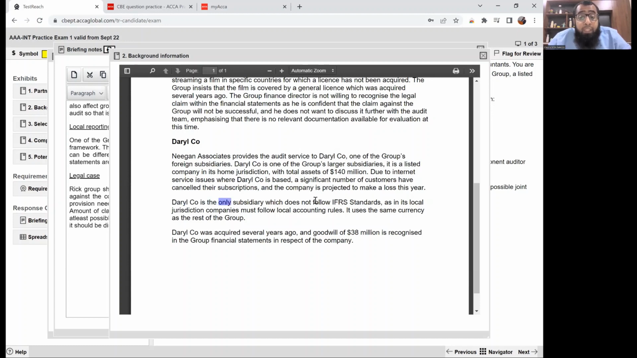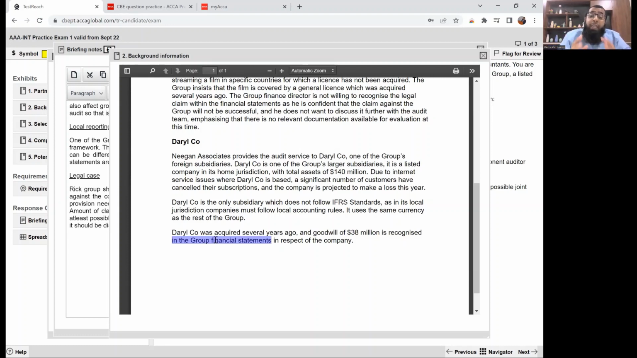Daryl company is one of the subsidiaries which does not follow IFRS, as in its local jurisdiction the company must follow the local accounting rules. It uses the same currency as the rest of the group. Daryl company was acquired several years ago, and the goodwill of $38 million is recognized in the group financial statements in respect of the company.